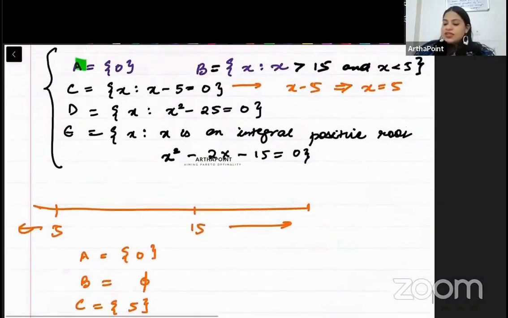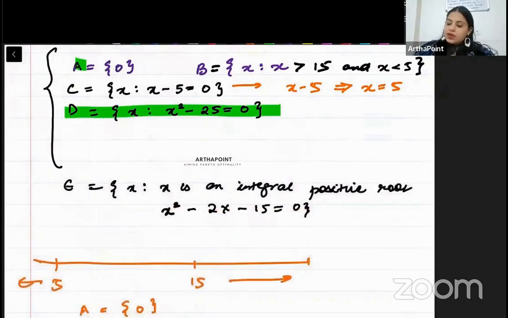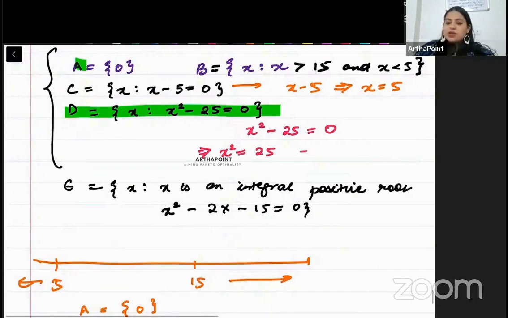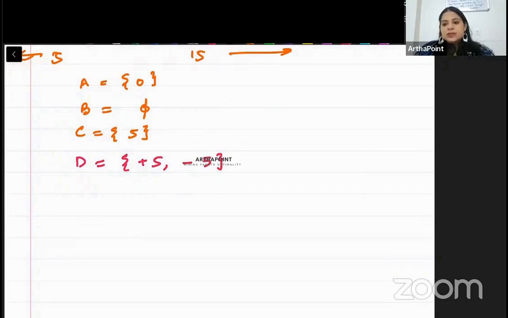अब D देखो. D says X is such that X square minus 25 is 0. So beta, tell me something. If X square minus 25 is 0, doesn't this imply that X square is 25? Doesn't this mean that X will be plus or minus 5? Right? So from here, we know that D contains two elements, plus 5 and minus 5. Is this clear? It contains plus 5 and minus 5.